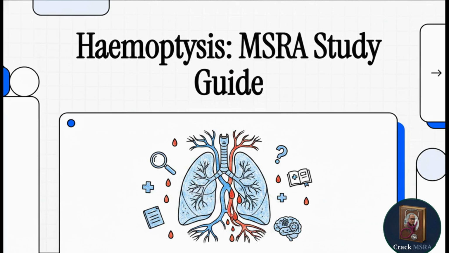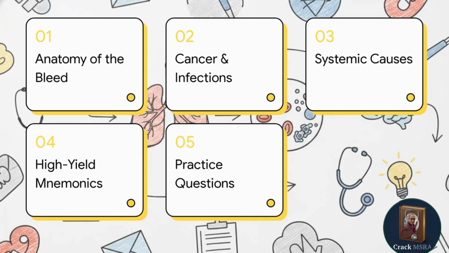Oh, and by the way, did you know coughing up just 100 milliliters of blood is considered a medical emergency? Let's conquer this topic together. Here's our roadmap for today. We'll be looking at the anatomy of the bleed, cancer and infection causes, cardiovascular and autoimmune triggers, some high-yield mnemonics, and we'll wrap it all up with MSRA practice questions.